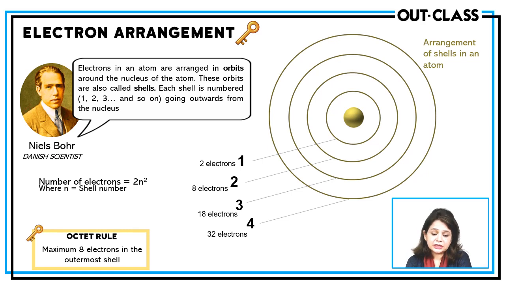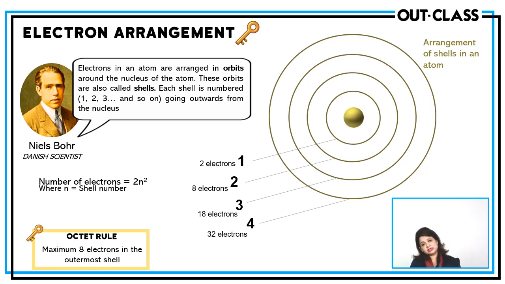So in this slide we are going to discuss the electron arrangement of an atom. इलेक्ट्रॉनिक कॉन्फ़िगरेशन भी कहते हैं, we call it electronic arrangement. Protons and neutrons are concentrated in the nucleus, but electrons are not concentrated in one place. They are moving around the nucleus in different shells. There are different shells, energy levels around the nucleus.